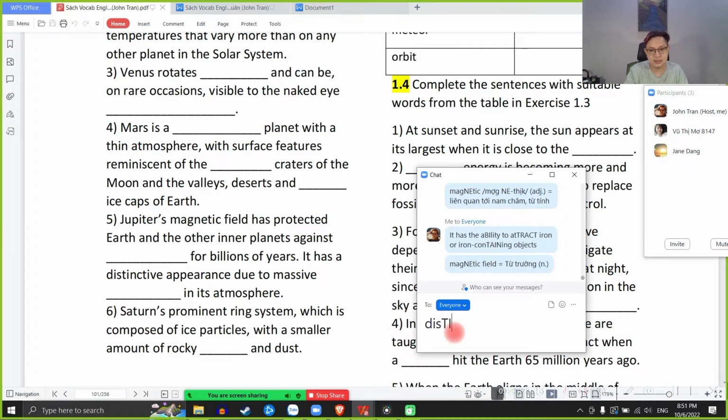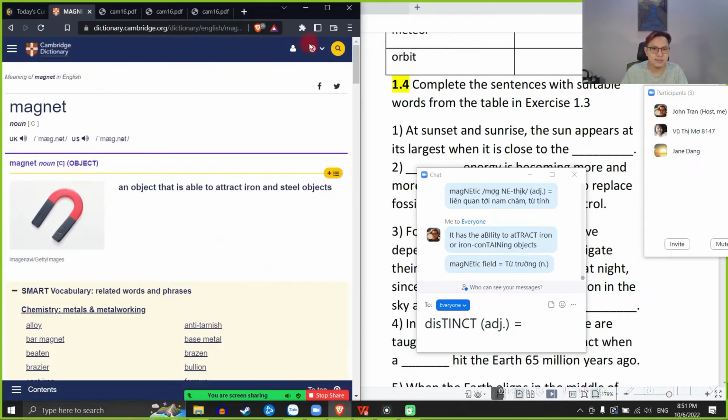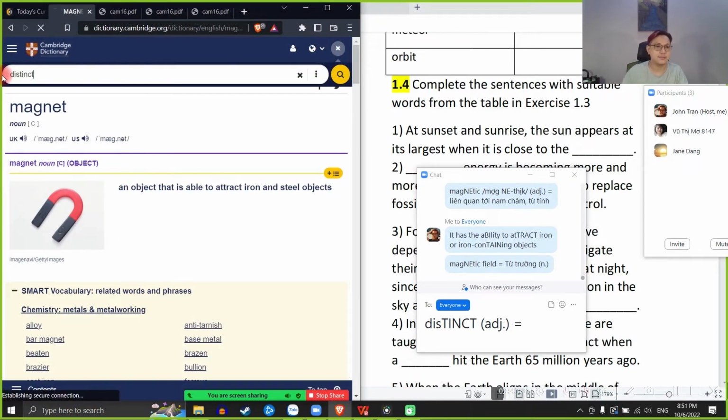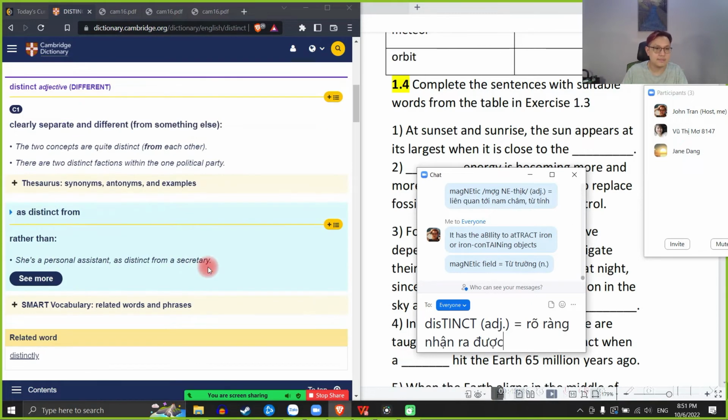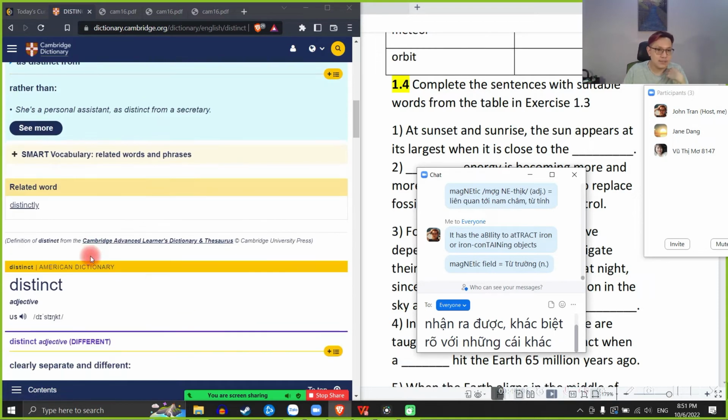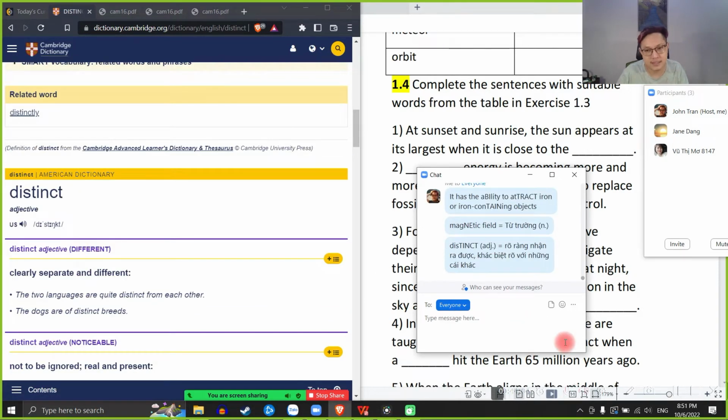So we have the word distinct. Distinct means it's similar to unique, right? Distinct. It's clearly noticeable, that certainly exists. Rõ ràng nhận ra được, rất dễ nhận ra được. Distinct means clearly separate and different. Khác biệt rõ ràng luôn. Khác biệt rõ với những cái khác. So distinct. Nó khác biệt rõ ràng với những cái khác.